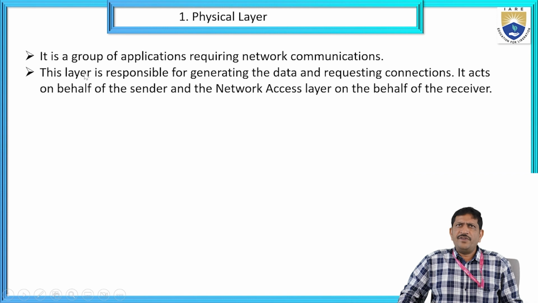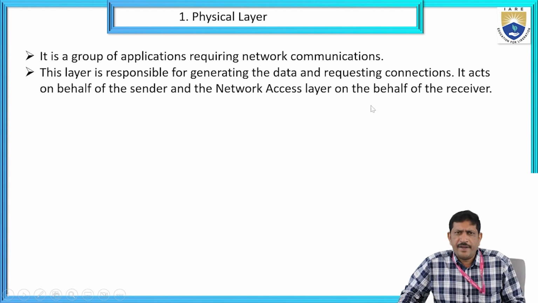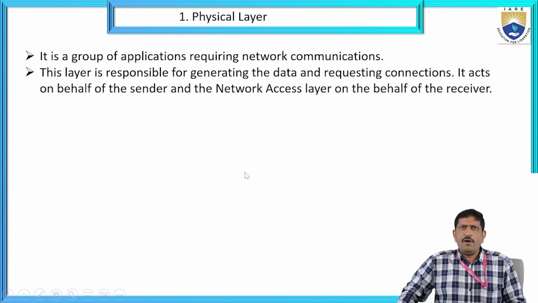First, we'll discuss the application layer. It is a group of applications requiring network communication. This layer is responsible for generating the data and requesting the connection. It acts on behalf of the sender and the network access layer on behalf of the receiver.